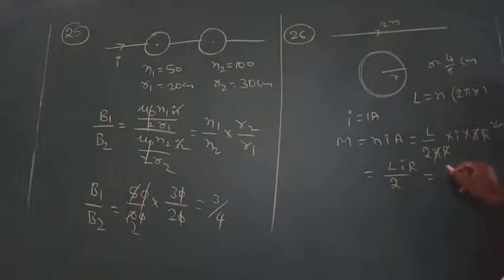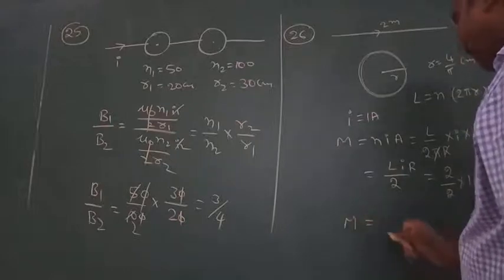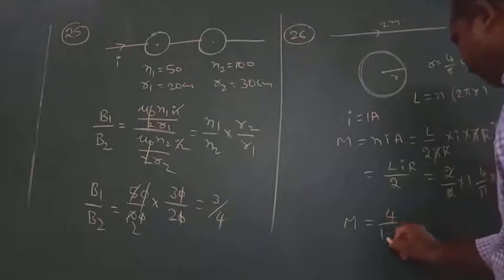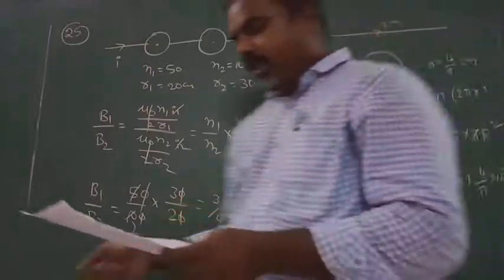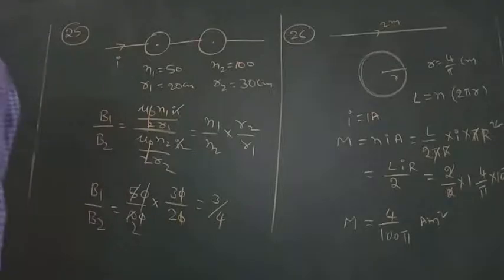L is 2, so 2 by 2 into the current, which is 1 ampere. Then the radius is 4 by pi centimeter. Centimeters we should convert into meters, that is 10 power minus 2. Then the magnetic moment M is equal to 4 by 100 pi ampere meter square.